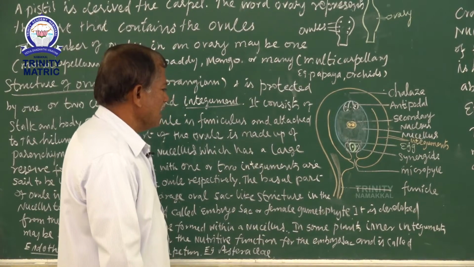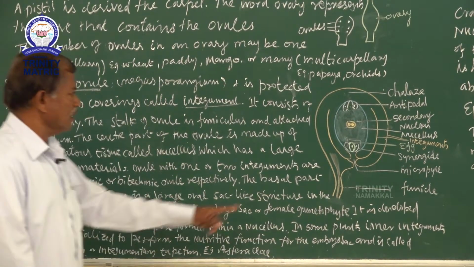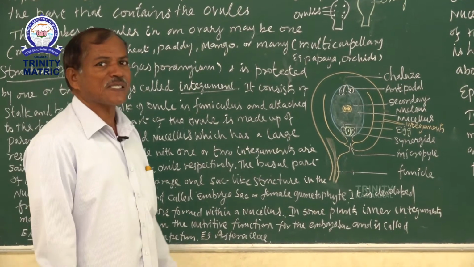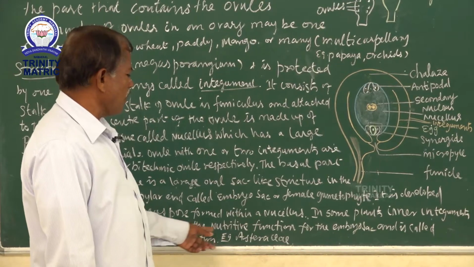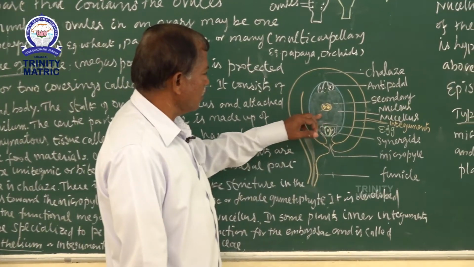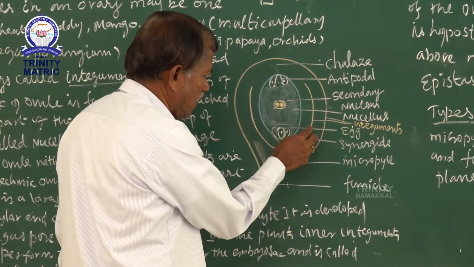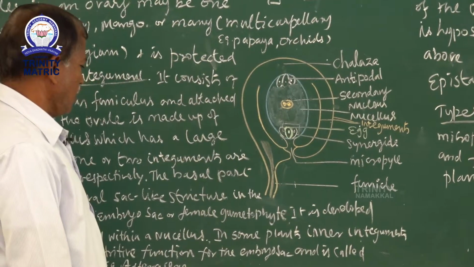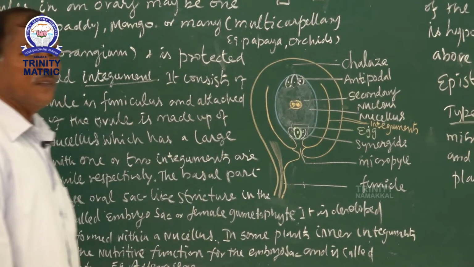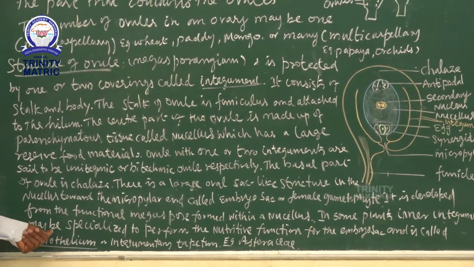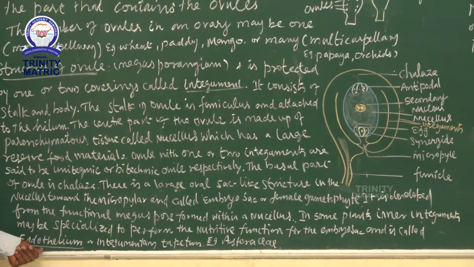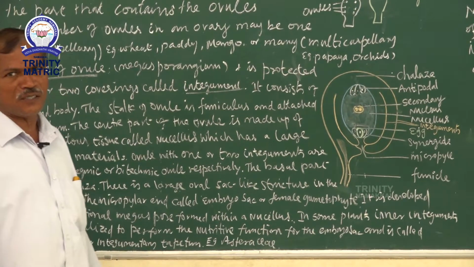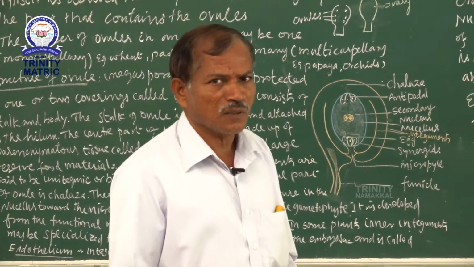In some plants, the inner integument may be specialized to perform a nutritive function. Sometimes this inner integument acts as a nutritive tissue for the developing embryo. This is called the endothelium. Remember this word, endothelium. What is an endothelium? All of you remember.